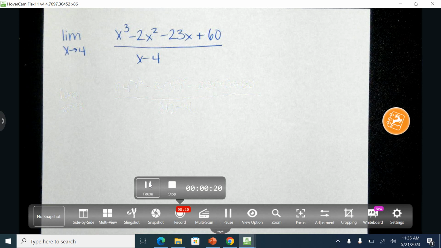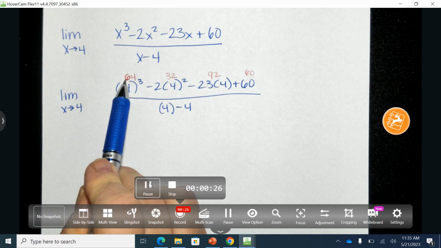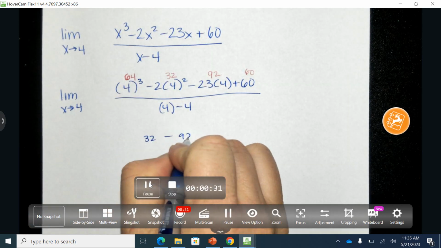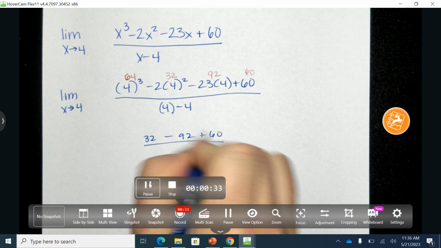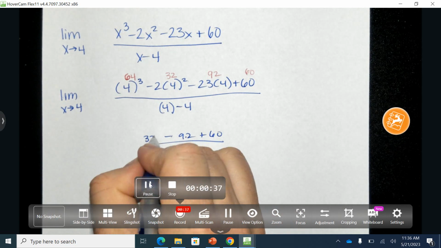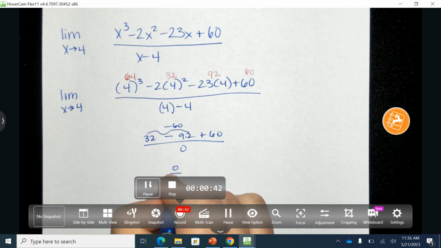Now I'm just going to do some simple algebra here to evaluate the numerator. I know it's 64, subtract 32 is 32. 4 minus 4 is 0. 32 subtract 92 is a negative 60, and negative 60 plus 60 is 0. So I'm left, when I substitute in 4, with 0 over 0. What does that mean? That means we have a hole in the graph.